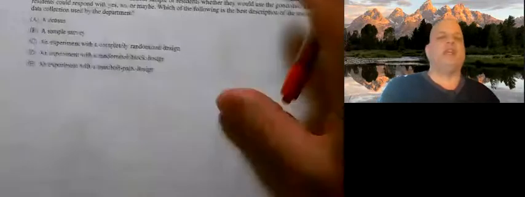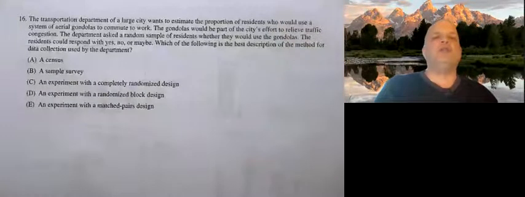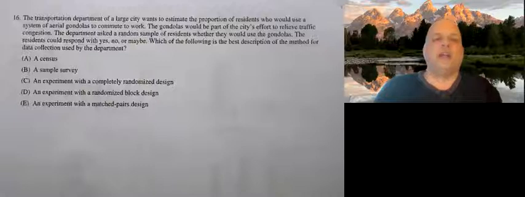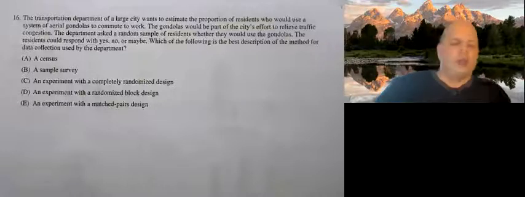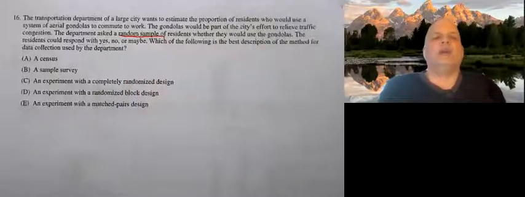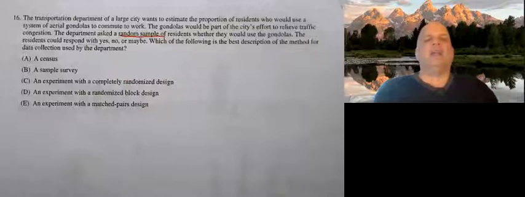Okay, moving on to number 16. The transportation department of a large city wants to estimate the proportion of residents who would use a system of aerial gondolas to commute to work. The gondolas would be part of the city's effort to relieve traffic congestion. The department asked a random sample of residents whether they would use the gondolas. So they're taking a random sample, that's probably important. The residents could respond with saying yes, no, or maybe. Which of the following is the best description for the data used by the department?